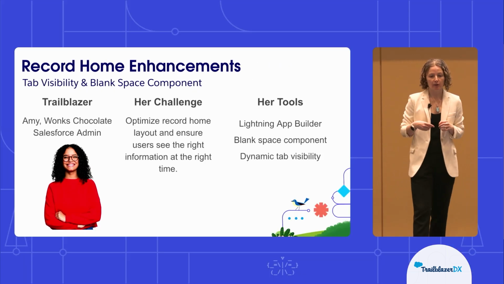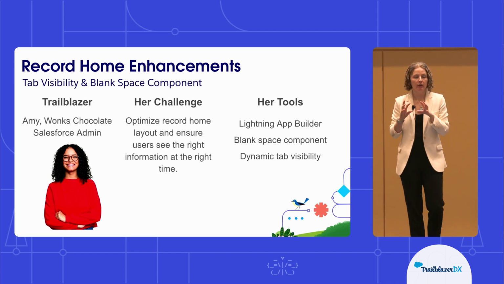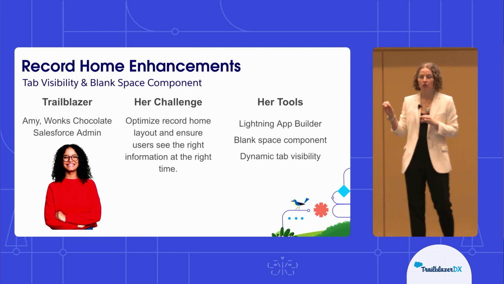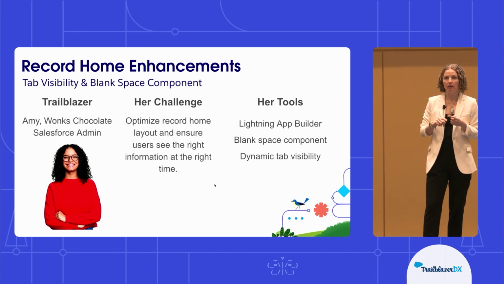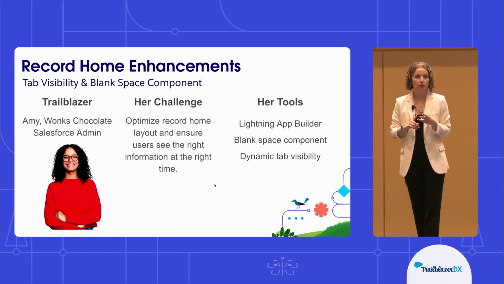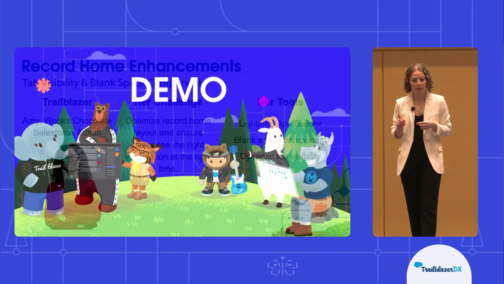We're coming back to Amy, and she now wants to make some changes to optimize the layout of the record home. She wants to make it a little bit cleaner, maybe change up the spacing, and make sure that only the right users see what they need to see when they need to see it. So tailoring that information that's showing for the different types of users. She's going to be using Lightning App Builder again, and she's going to be using the new blank space component coming out in summer 24, and dynamic tab visibility. Let's jump into that demo.